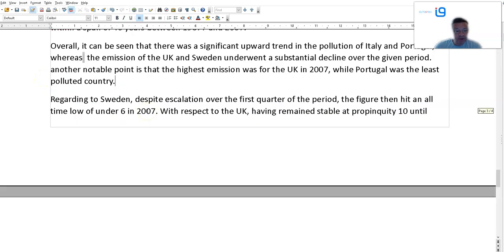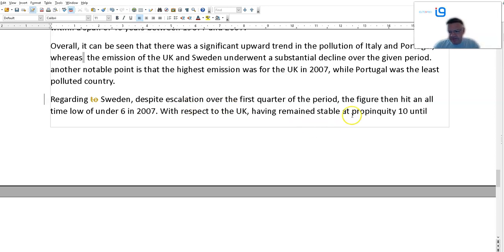Very good. Regarding to Sweden, why would you start with Sweden first? So the UK is the biggest. So why would you start with Sweden first? I mean, UK is the biggest polluter. Sweden showed the most significant fall out of the two, but why would you start there? Wouldn't it be more logical to do largest, second largest, third, 1, 2, 3, 4?